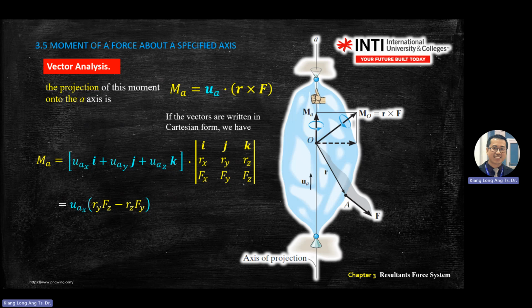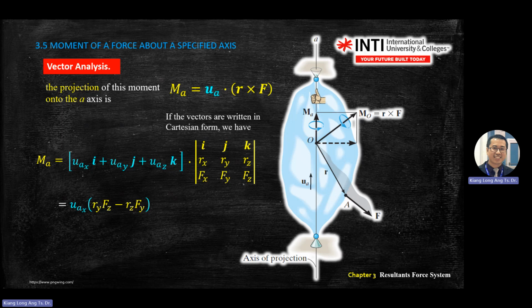Don't confuse between dot and cross. I dot I, you get 1. If the vector is not by itself, you get 0. I dot K, I dot J, doesn't matter, you get 0. Cross I, you get 0. And you remember the circle I, J, K: anti-clockwise positive, clockwise negative. So you do the calculation accordingly, and you arrive at a new equation.